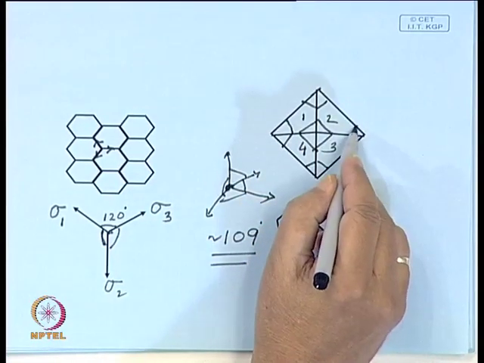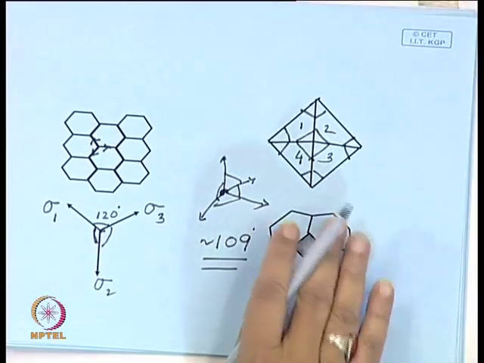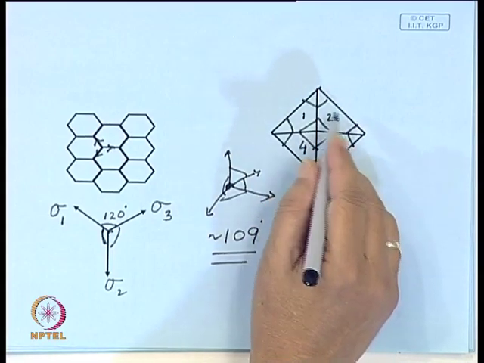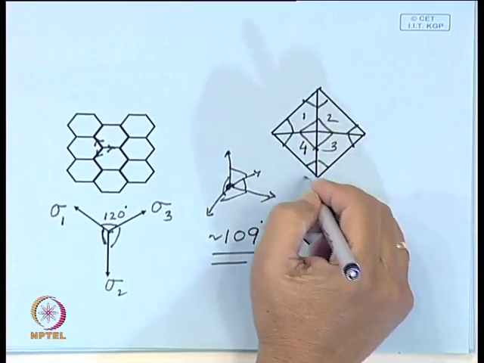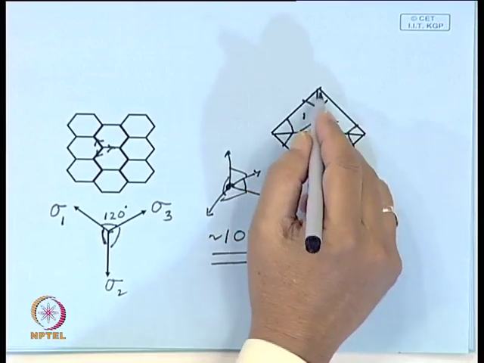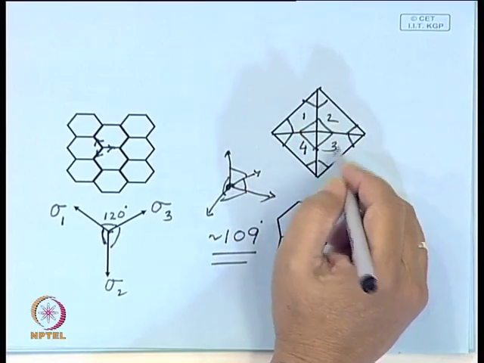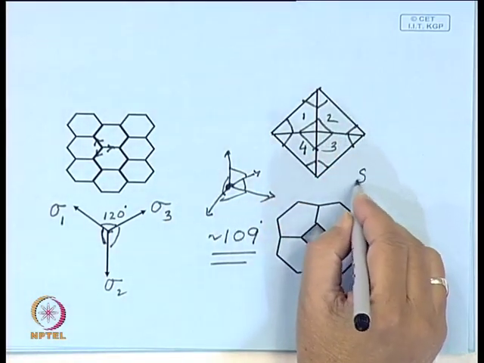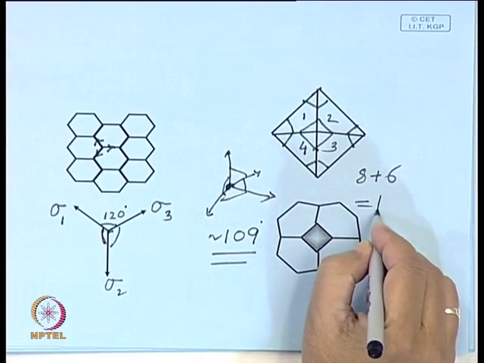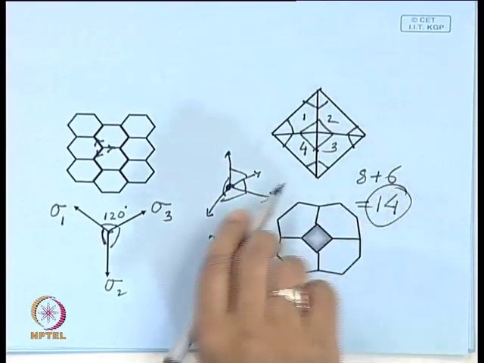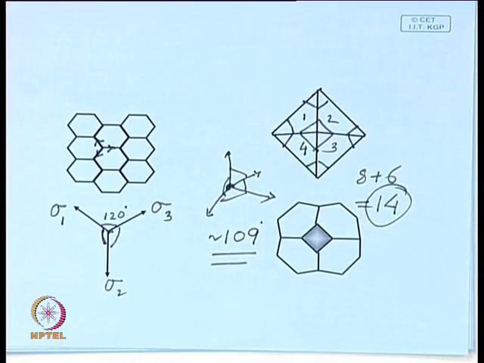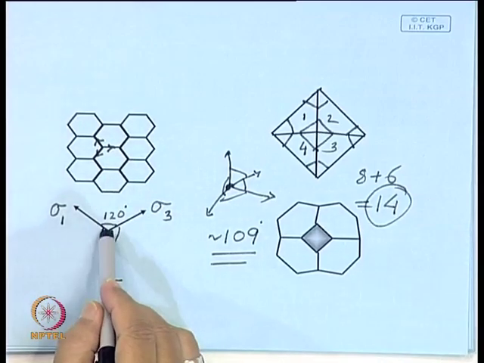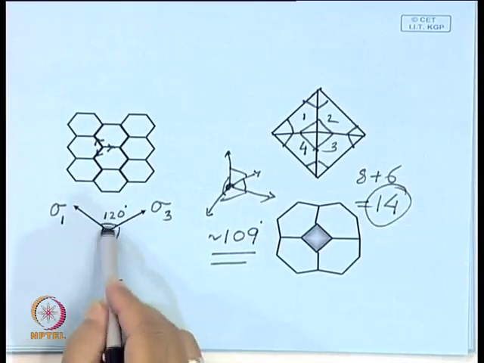Then you get a shape, something like I tried to show here, and this will have 8 faces, and then it has 1, 2, 3, 4, 5, 6 corners. So, 6 more faces will be added. So, 8 plus 6, it will have 14 faces. So, this kind of truncated octahedron, if you pack it, will nearly satisfy both these conditions, that means space filling and balancing of the surface energy.